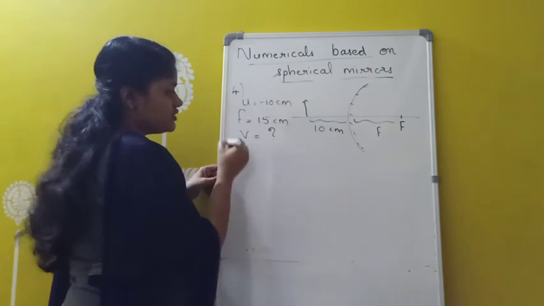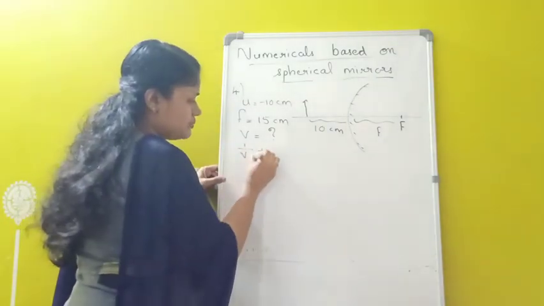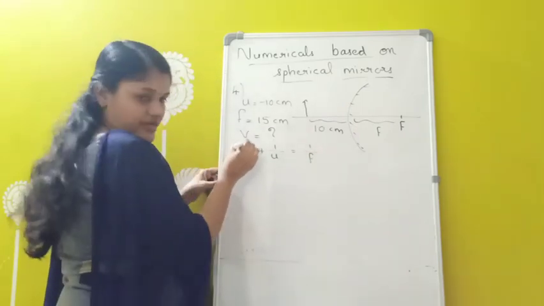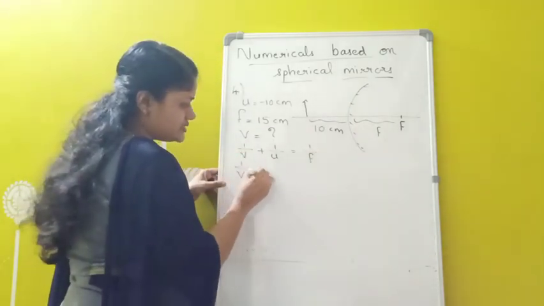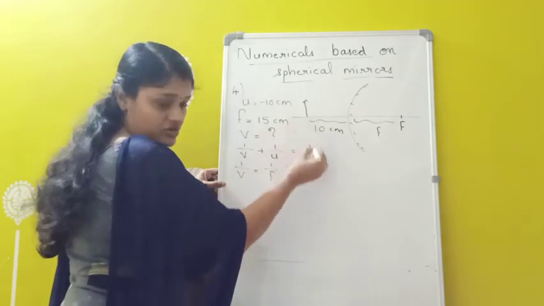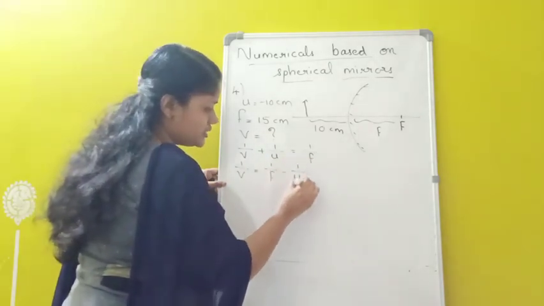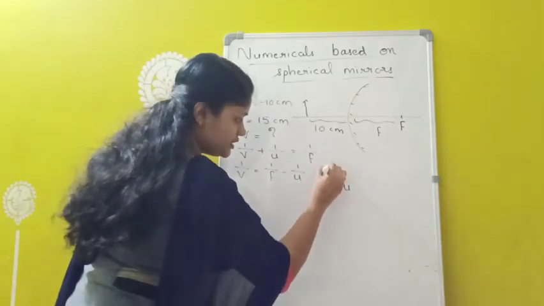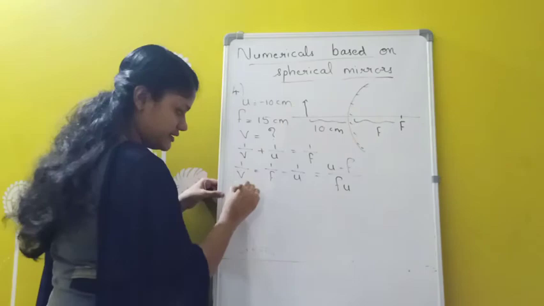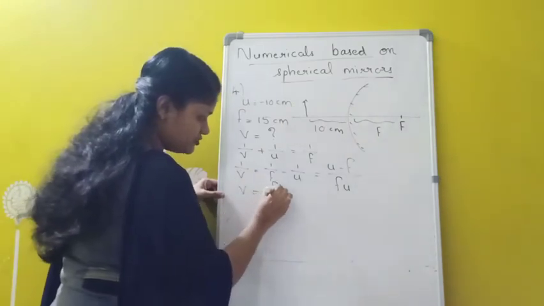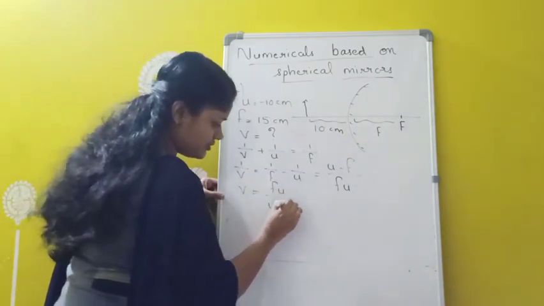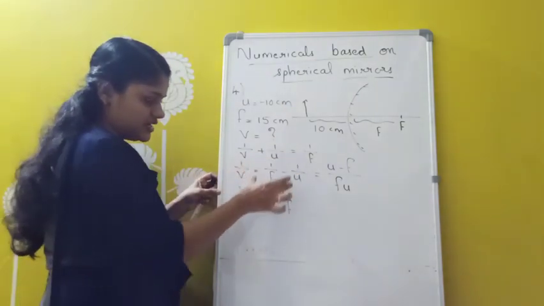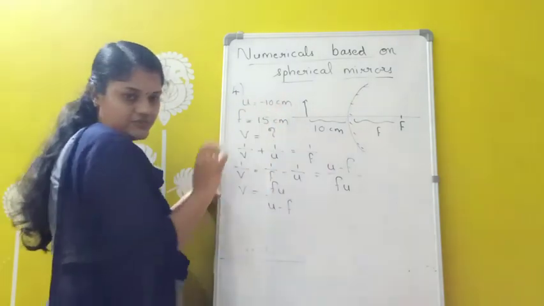So we have the mirror formula 1 by v plus 1 by u equals 1 by f. From this we need to find v. So 1 by v equals 1 by f, taking this to the right hand side, minus 1 by u. Taking LCM we will be getting fu and here u minus f. Taking reciprocal we can take it as v equals fu by u minus f. Suppose if you are memorizing this formula, after writing the mirror formula you can directly write this one and you can substitute. Okay.